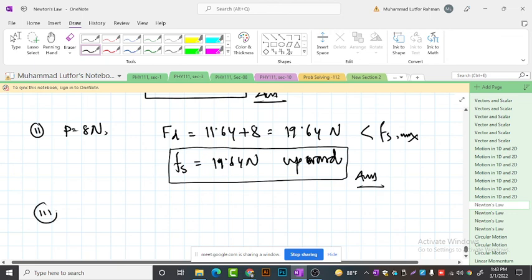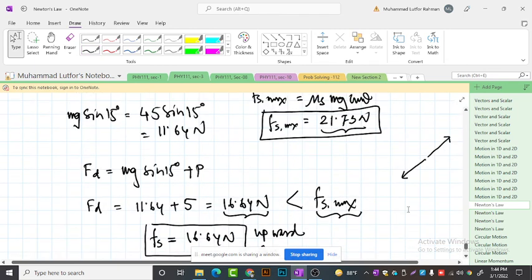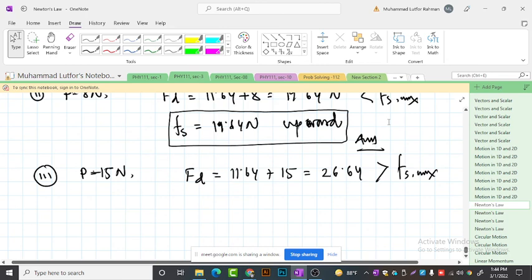Fine. What about the third case when P is 15 Newton? In that case, my downward force Fd is 11.64 plus 15, which is going to be 26 point something, right? It's going to be 26.64, which is now greater than your Fs max, because Fs max was 21.73. This was my Fs max. Now your downward force has crossed that maximum limit, and so for the third case, the block will move in the downward direction.